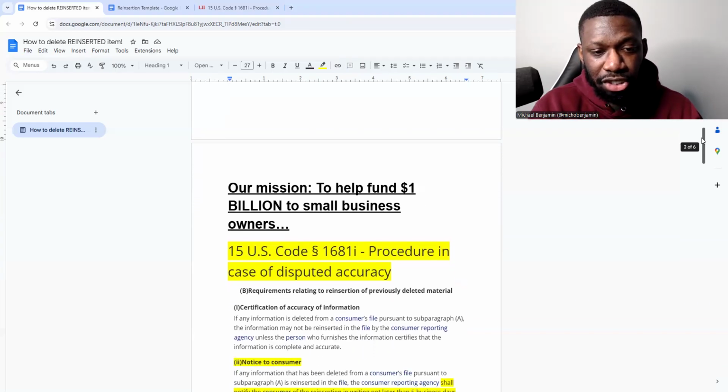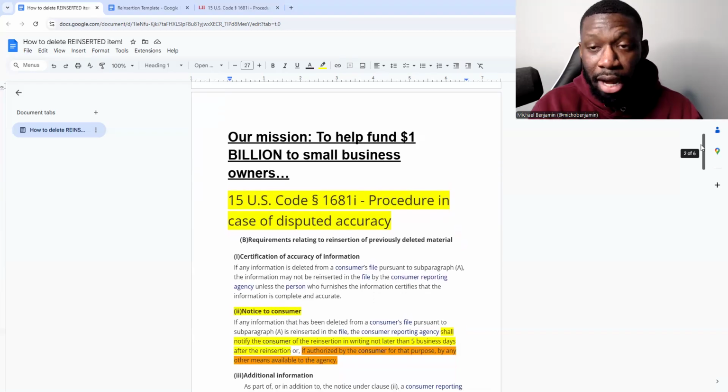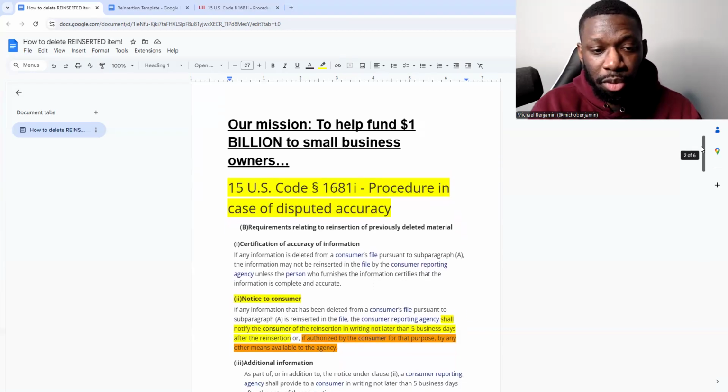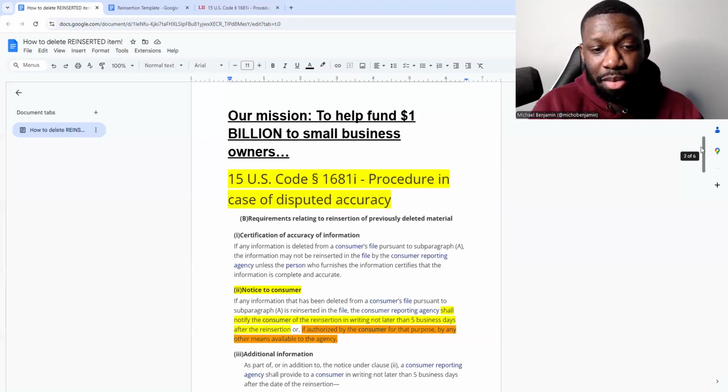In the (B) section, you want to focus on (ii), notice to consumer. Basically, it says if any information deleted from a consumer's file is reinserted, the CRA, or Consumer Reporting Agency, shall notify the consumer of the reinsertion in writing no later than 5 business days after the reinsertion. That's basically what has to happen.